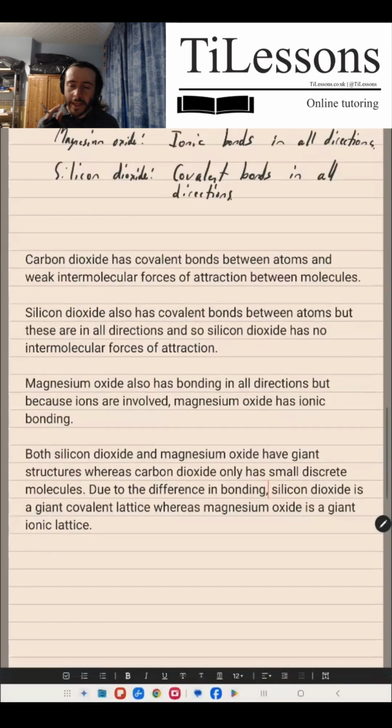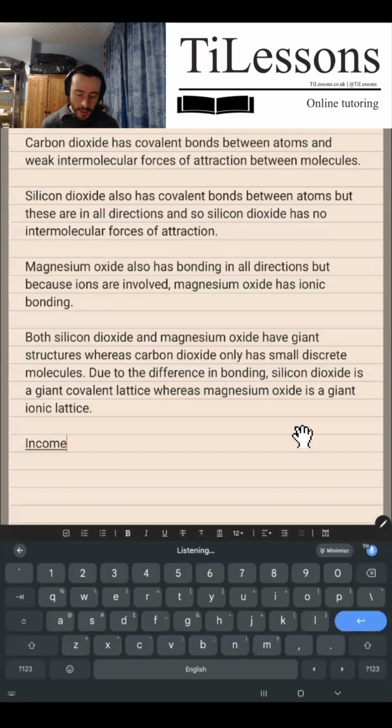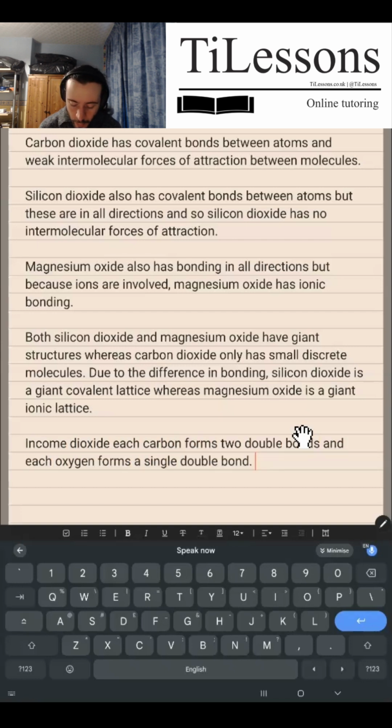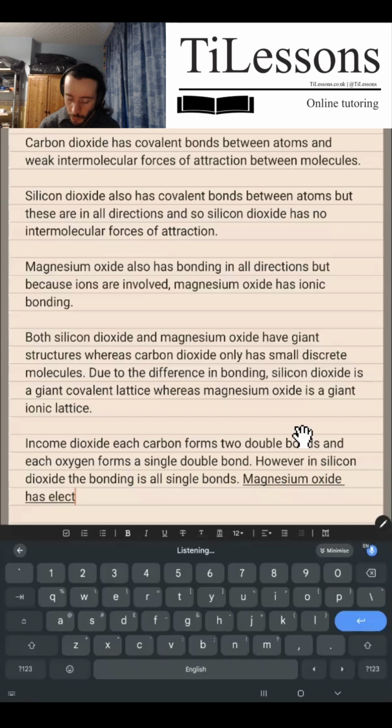lattice. Now it may be overkill, but we can also talk about the number of bonds being formed in each case. In carbon dioxide, each carbon forms 2 double bonds and each oxygen forms a single double bond. However, in silicon dioxide, the bonding is all single bonds. Magnesium oxide has electrostatic forces of attraction instead of covalent bonds.